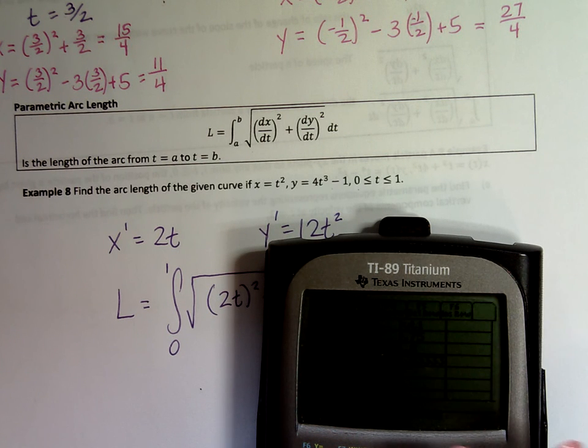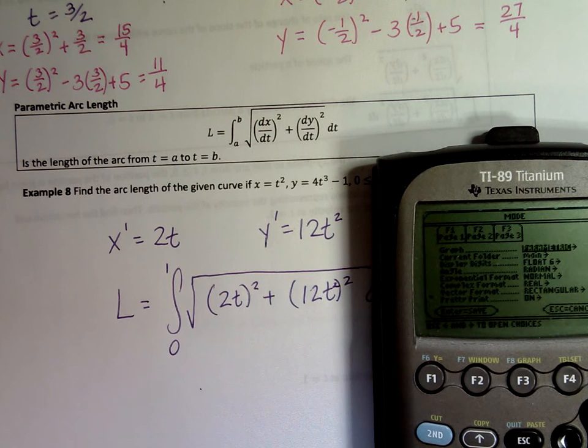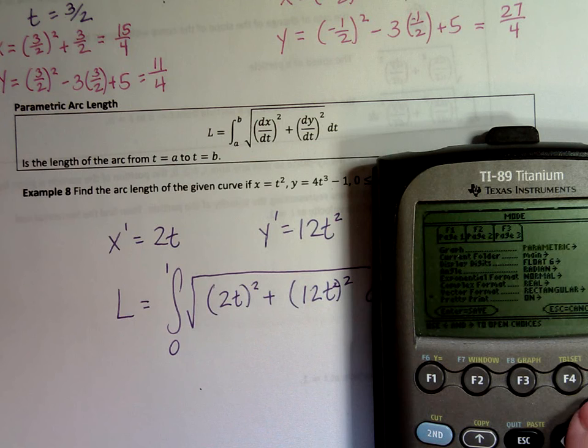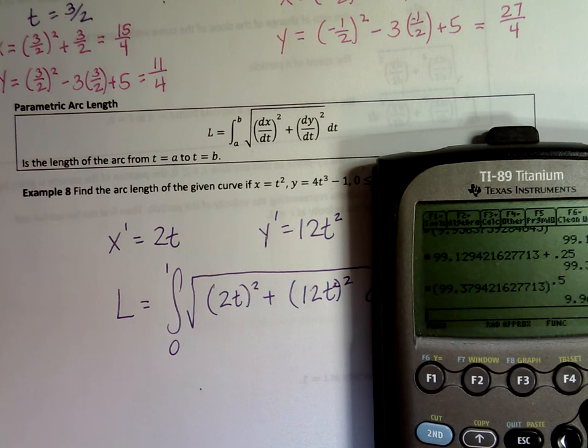One thing I do want to alert you to is when you're done in the mode of parametrics, make sure you change it back to function because that's what we do the majority of the time. So I'm going to change mine back to function while I'm thinking about it. All right, there it is. And then you're just going to go in and find the regular old integral the same way you always do.